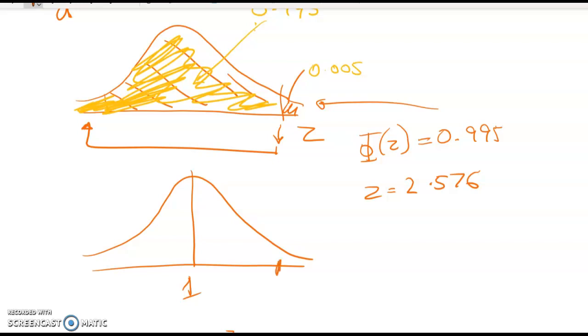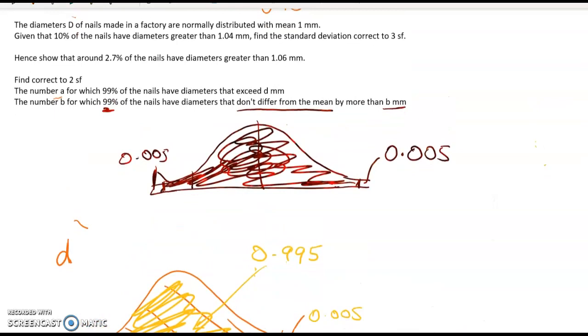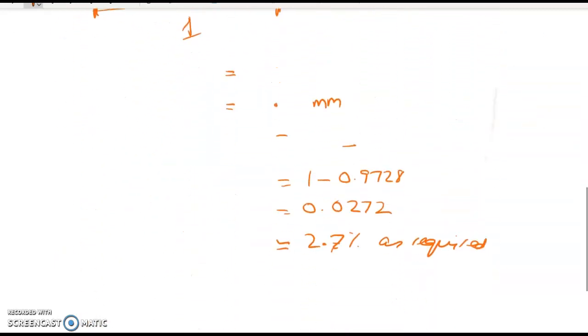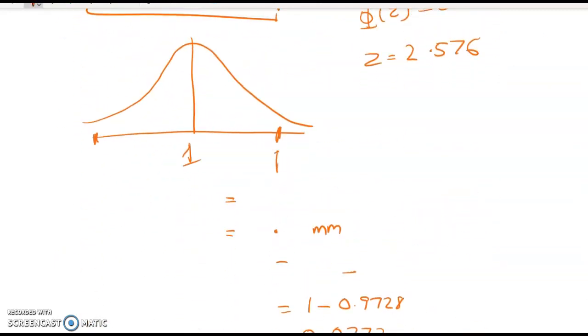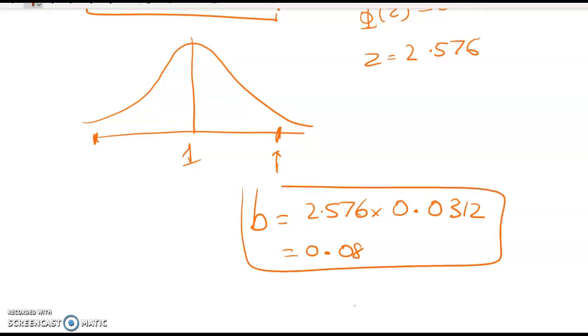We're not asked for this value and this value. We're asked for the number for which the nails have diameters that don't differ from the mean by more than that amount. So what we're looking at here is what we have to add on. And the number B is going to be 2.576 times 0.0312, which is 0.08.